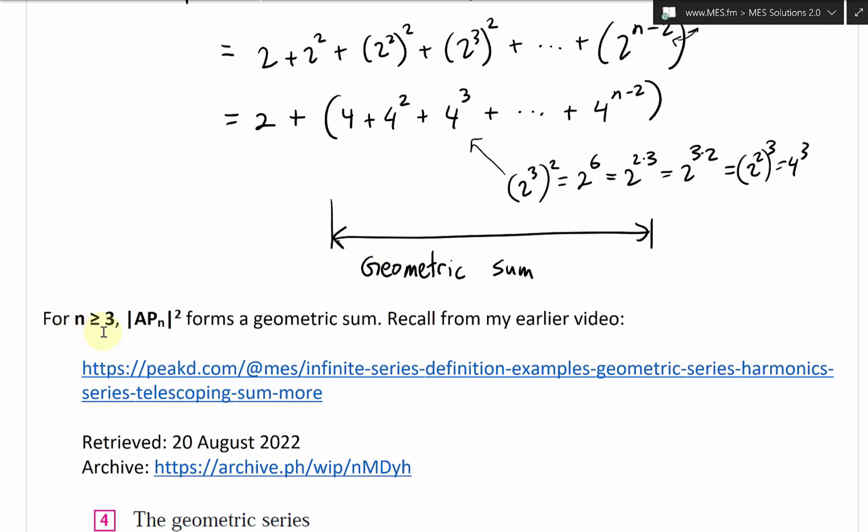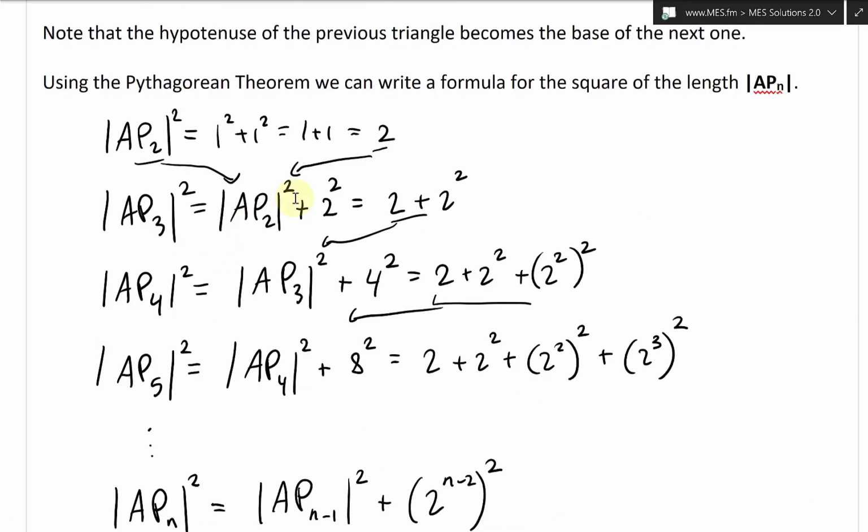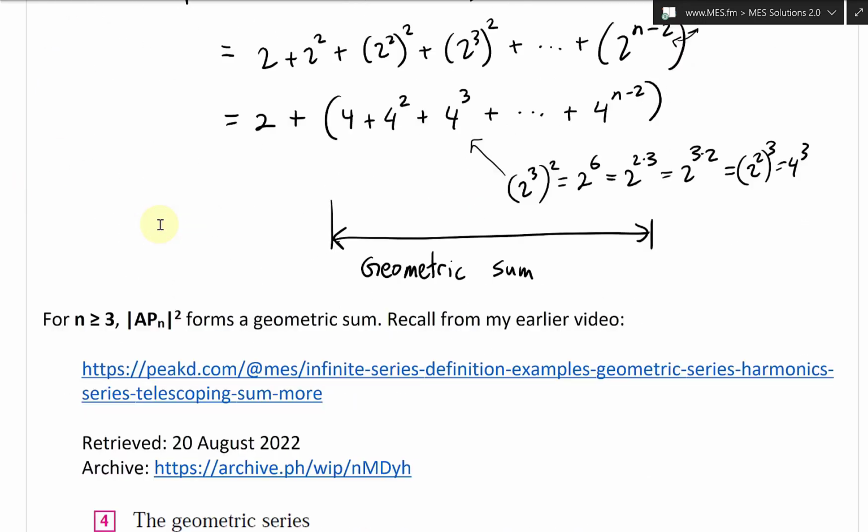So for n greater than or equal to 3, a_pn, the distance squared, forms a geometric sum. So for this part right here, 2 plus, there's a 2 squared, that's a 4. So that's our first part there, for n greater than or equal to 3.